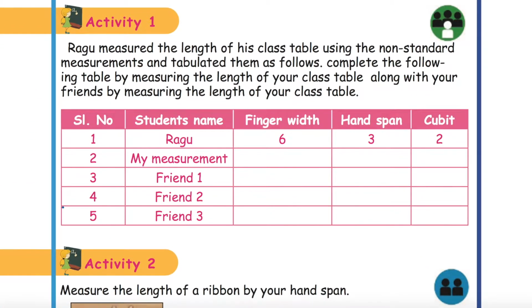Raghu measured the length of his class table using non-standard measurements and tabulated the items as follows. Complete the following table by measuring the length of your class table along with your friends. If you measure the length of your class table, the finger width, hand span and cubit will vary. You can see that if you measure these things with your friends, they will vary.